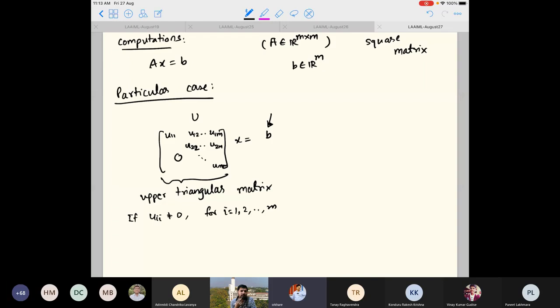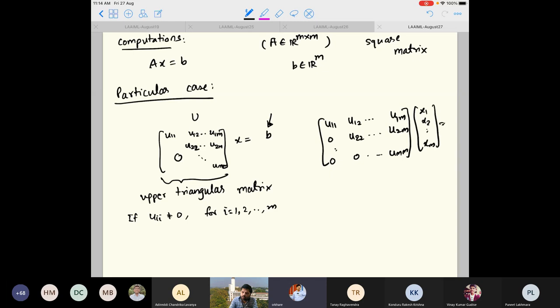The advantage of this particular triangular system is that from here you can solve the system of linear equations very easily. Why? Again, let us write down U11, U12 up to U1m, 0, U22 up to U2m, and so on and so forth, 0, 0 up to Umm, times x1, x2 up to xm is equal to b1 up to bm, correct? This is the system of linear equations that I am having. Now I look at the matrix vector multiplication as an inner product, right? So what is the first entry? The first entry of this matrix vector multiplication is this inner product.